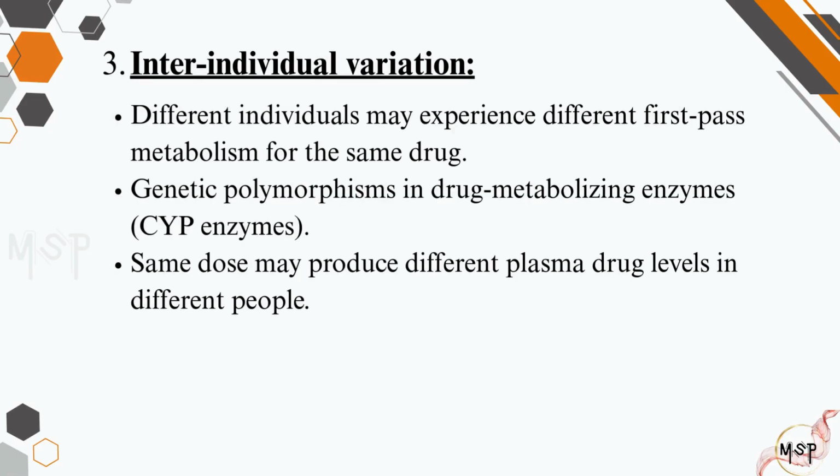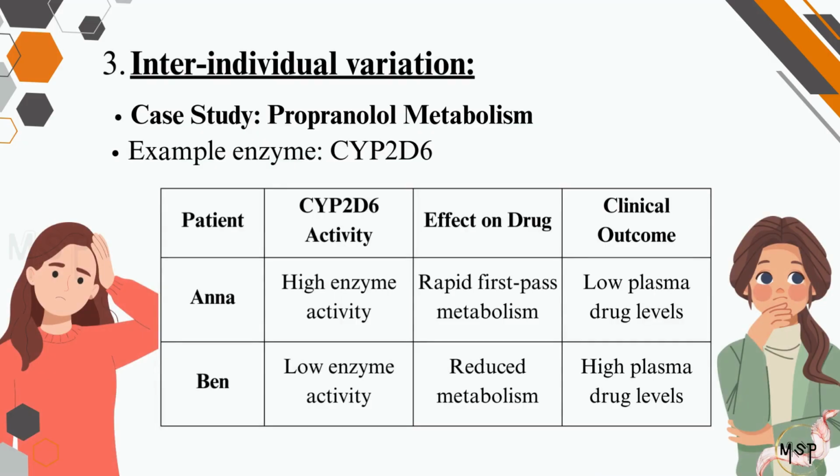Third is inter-individual variation. Genetic polymorphisms in cytochrome P450 enzymes can mean that two students may have different first-pass effects for the same drug. For example, let's look into a case study. Consider two patients, Anna and Ben. Both were prescribed oral propranolol for hypertension. Anna has a common variant of the CYP2D6 enzyme and efficiently metabolizes propranolol on its first pass through her liver.